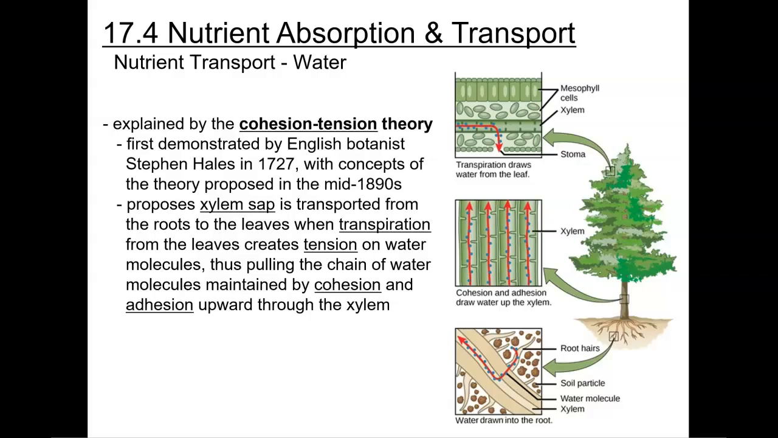Nutrient transport in water is explained by cohesion tension theory. This process was first demonstrated by an English botanist, Stephen Hales, in 1727, with the theory proposed in the mid-1890s. He proposes that xylem sap is transported from the roots to the leaves when transpiration from the leaves creates tension on water molecules.